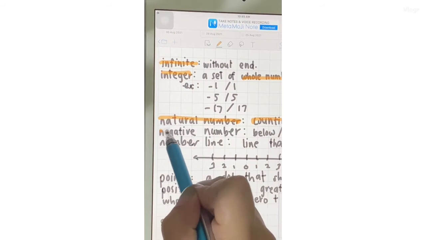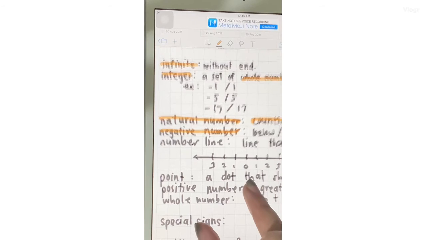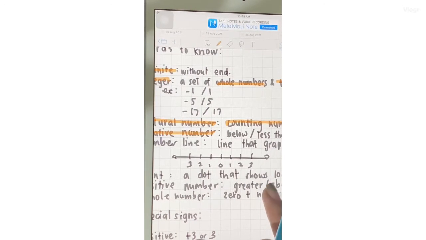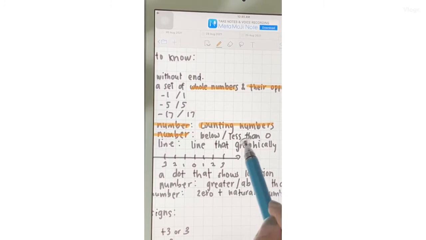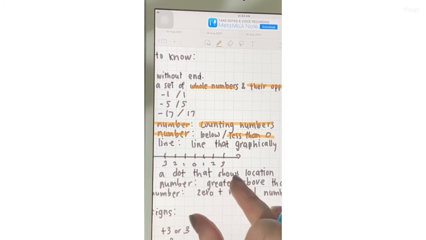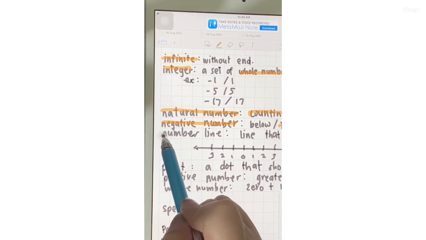Next one is a negative number. A negative number means it is a number that is below or less than 0. Remember, it's just less than 0. It's below 0. The next one that you need to know is a number line.